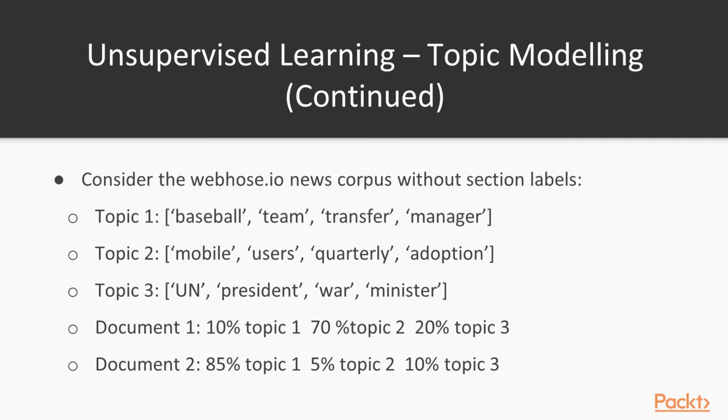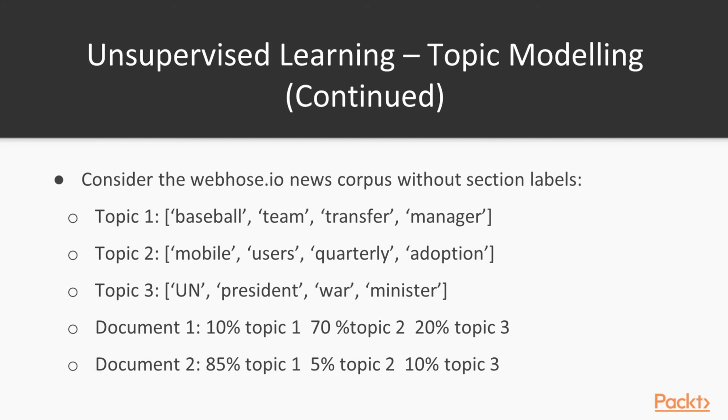And topic 1 might be defined by a higher co-occurrence of the words baseball, team, transfer, and manager. Topic 2 might be mobile, users, quarterly, and adoption. Topic 3 might be words like UN, president, war, and minister. Now notice that we just know these as topic 1, 2, and 3. We don't know that they correspond to the categories that we expect to find. We have to look at what is in each topic to discern what its meaning is.